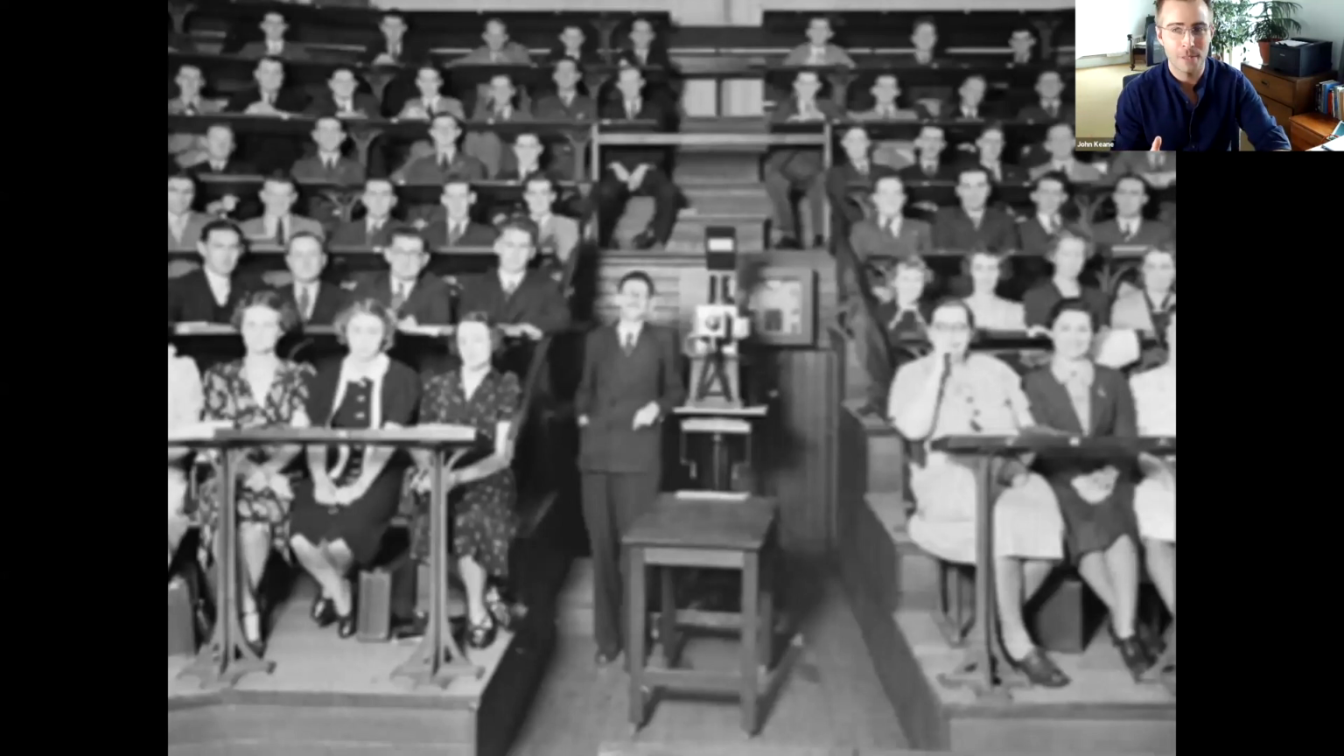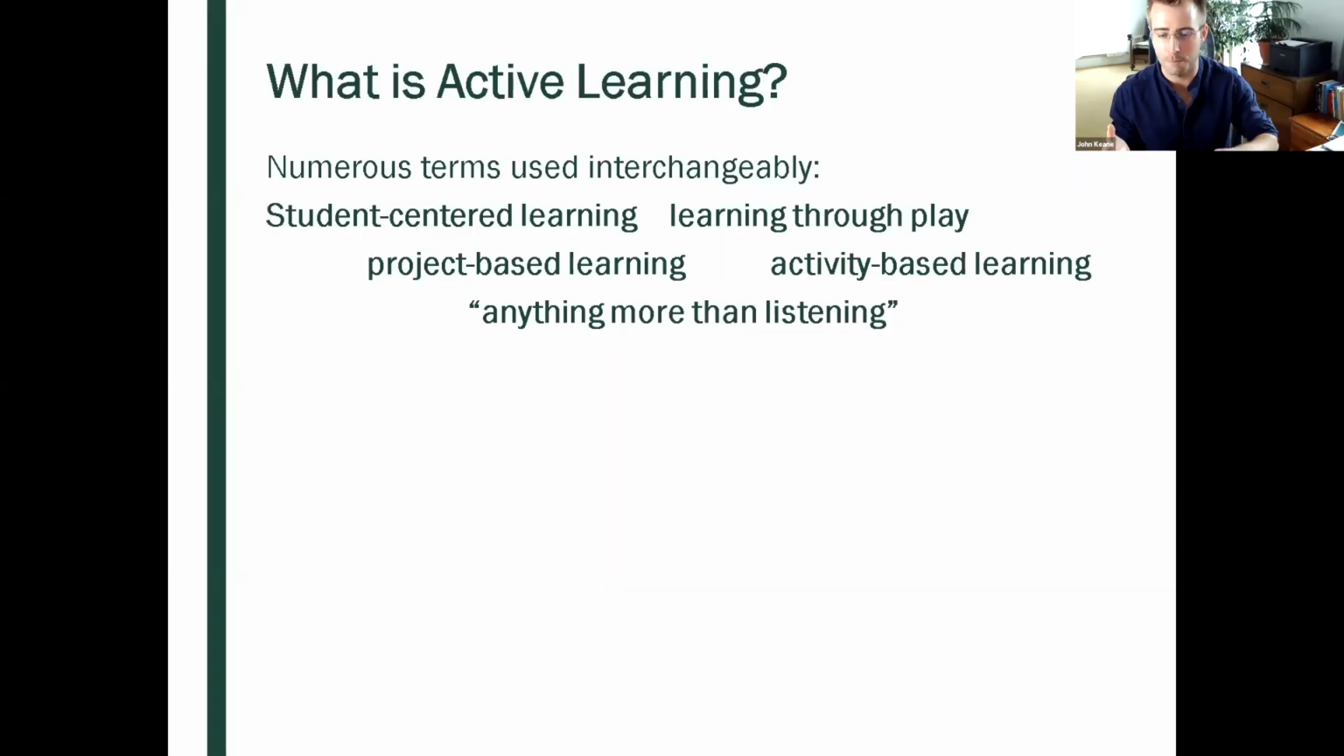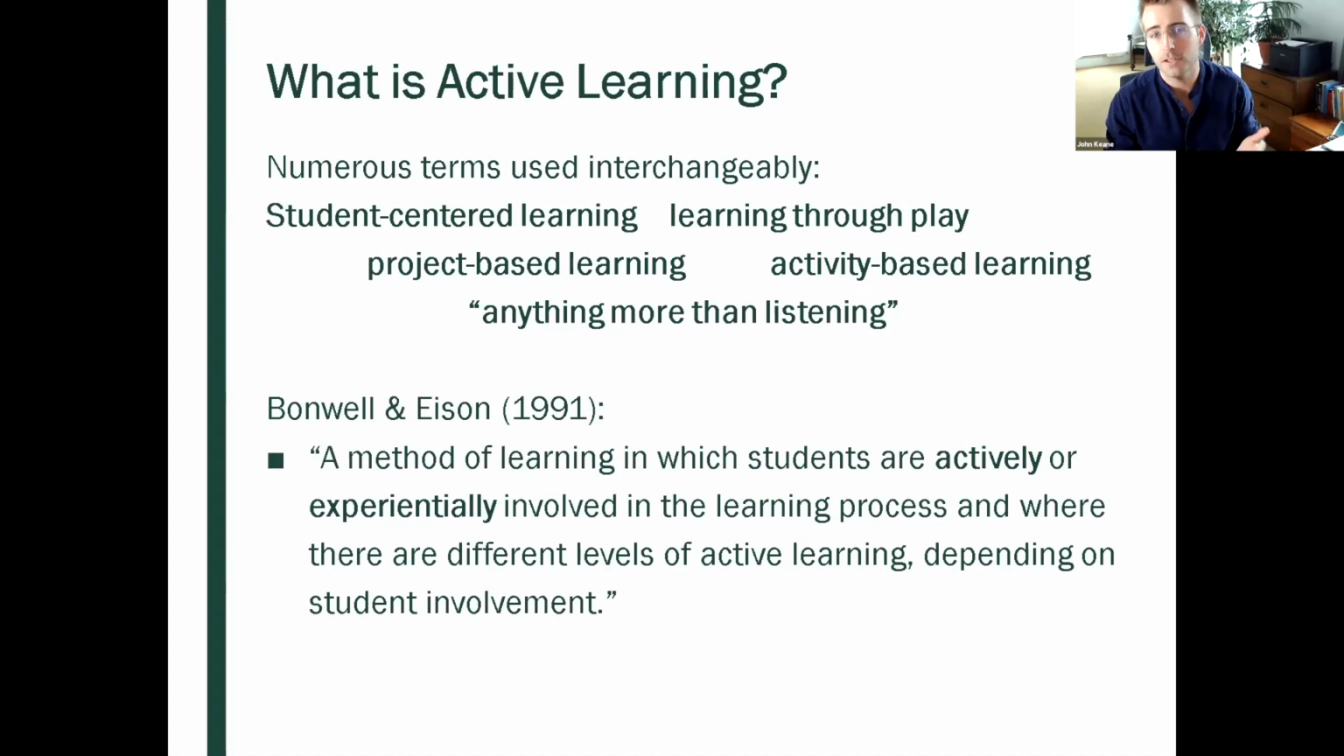So what I wanted to do over the next 20 minutes or so is talk through a heuristic that I really like when deciding how I build out my lectures in large classes, and then walk through an example from start to finish. The definition that I most like for active learning, which might even be a little too broad, was by von Lohen-Eisen in 1991: a method of learning in which students are actively, or interestingly, experientially involved in the learning process, and where there are different levels of active learning depending on that student involvement.